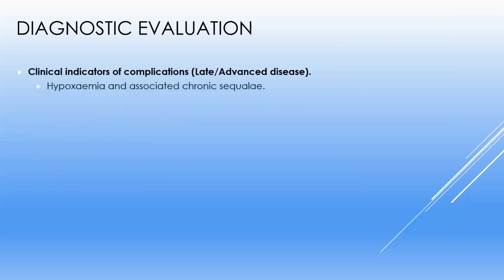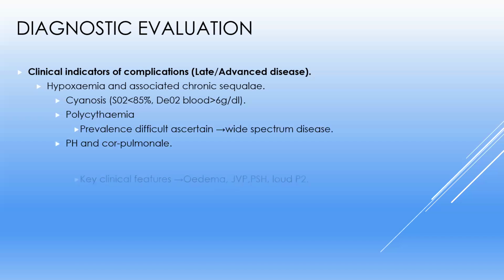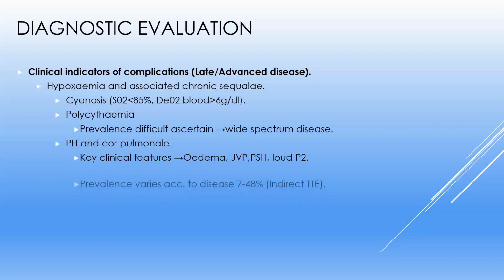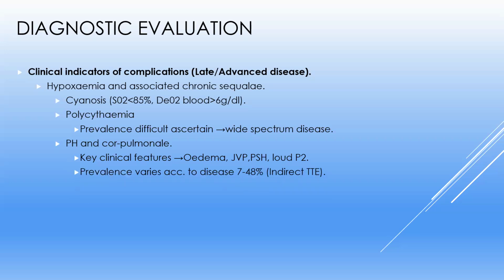And next, we want to look for clinical indicators of complications. The hallmark complication really being hypoxia and its associated sequelae, whether it's the presence of cyanosis or polycythemia. Its prevalence is actually difficult to ascertain. There are no good studies highlighting how prevalent it is. And then also you can look for features of pulmonary hypertension, with some key clinical features: the patient having right heart failure, elevated JVP with some characteristic waveforms, presence of a parasternal heave and a loud second heart sound.